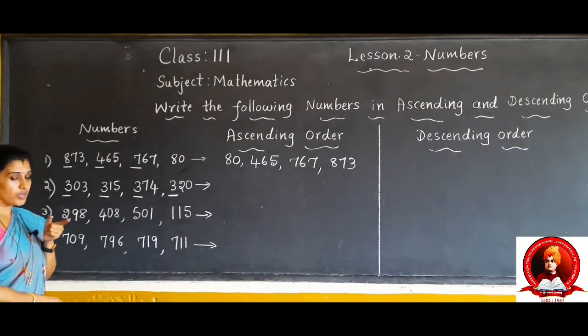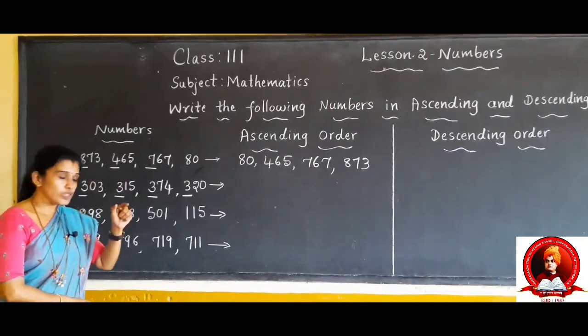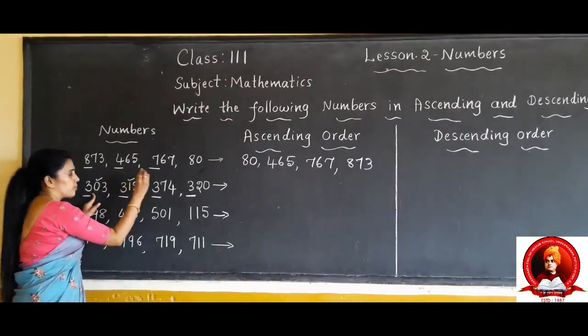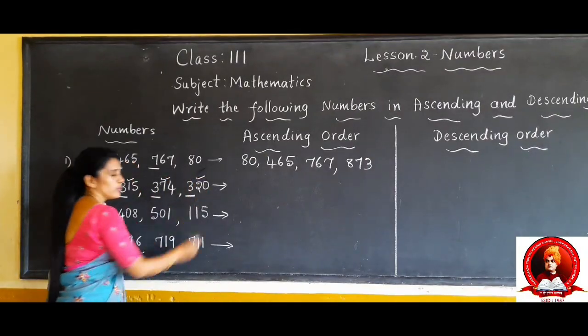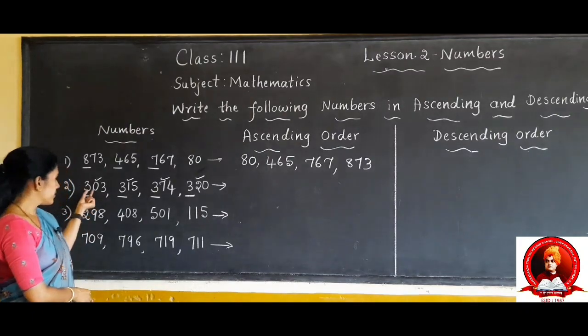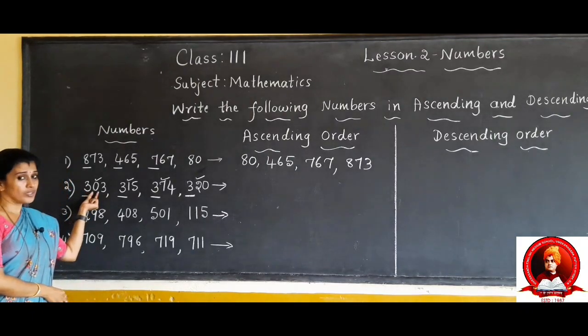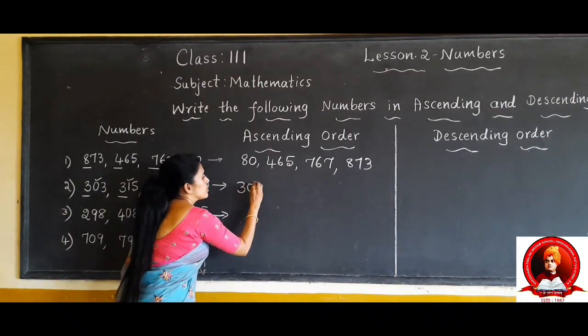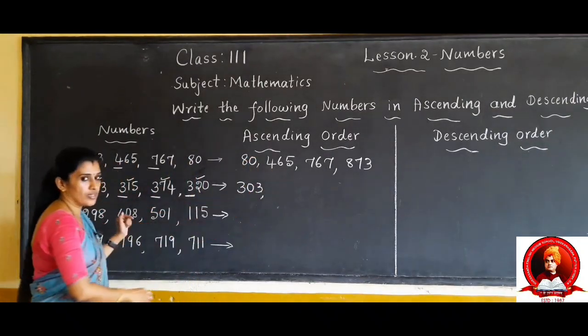In such cases what we have to do? We should move to the tens place. Let us move to the tens place. What is there? Here 0, here 1, here 7, here 2. Which is the smallest number in these 4 numbers children? You know that here it is 0 in the tens place, so 303. Let us write it first. Smallest to the greatest we have to write in ascending order.